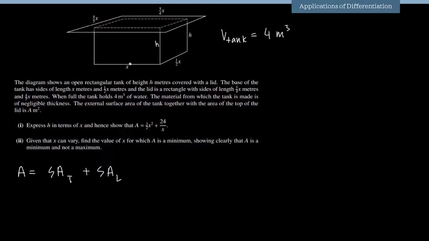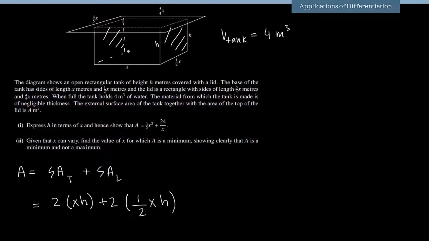And the area of the front side is also going to be equal to the area of the back side. So it's going to be 2 times xh plus the area of this side, which is going to be half x times h, and the area of this side is going to be equal to the area of this side. So plus 2 times half x times h, and plus the area of the bottom side, which is this. The area of this side is going to be x times half x.